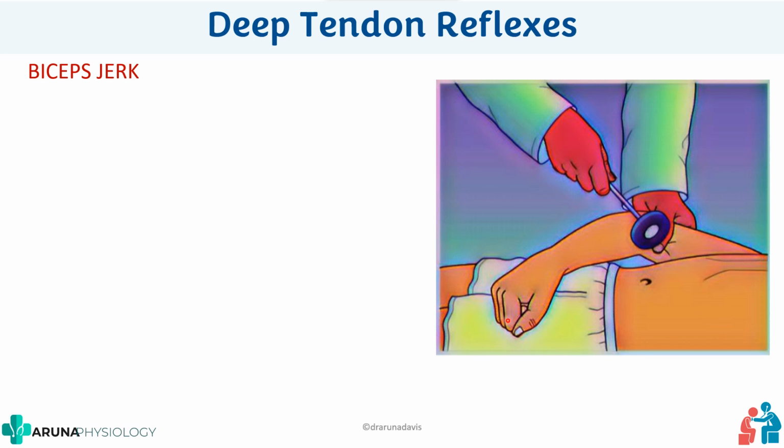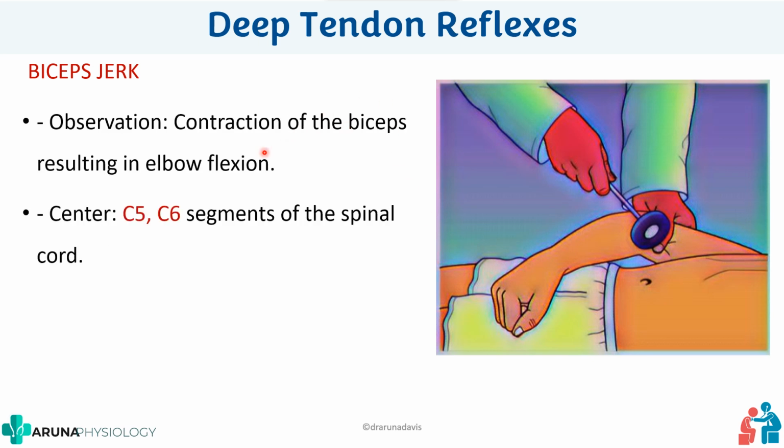Okay, so once you strike the tendon, what is going to happen? There will be contraction of the biceps, which can lead to elbow flexion. So you're looking for that elbow flexion. Remember, when you're doing this test, your eyes should be on the muscle. You need not check whether there is flexion of the elbow or not. What you're looking for is contraction of the muscle. And the center is C5, C6. So the root value for biceps reflex is C5, C6. Okay, so that shows how to do the biceps jerk.